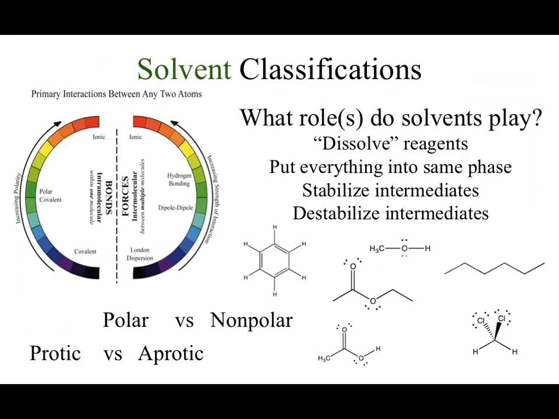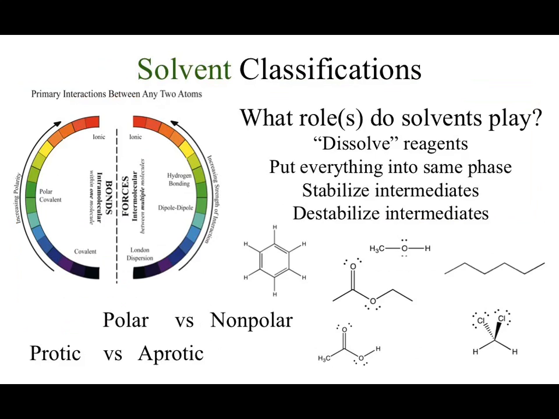Okay, our solvent classifications. Now we can kind of breathe. This one's a little bit easier to work with. Okay, what roles do our solvents play? Our main reason to use any solvent is to dissolve all the compounds we're working with, so it's all in the same phase. Once it's in the same phase, we can increase the interaction between those compounds. It helps things out. After that, it can stabilize intermediates. It can also destabilize intermediates or reactants.